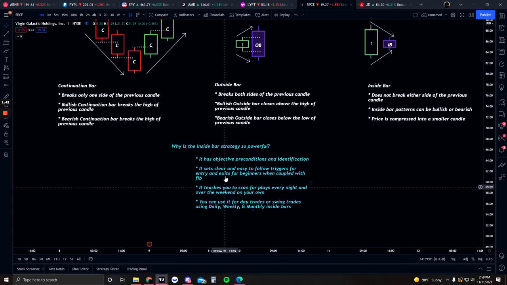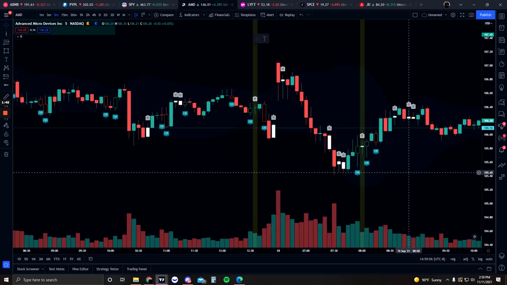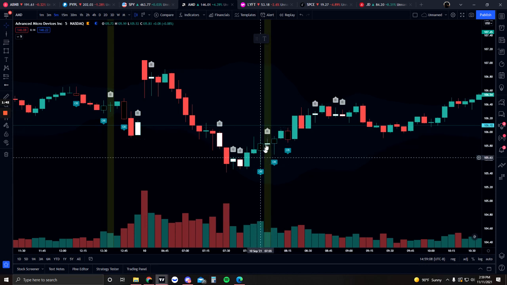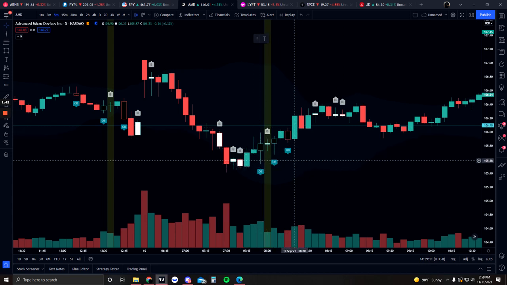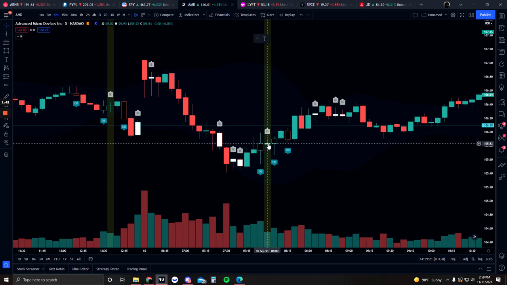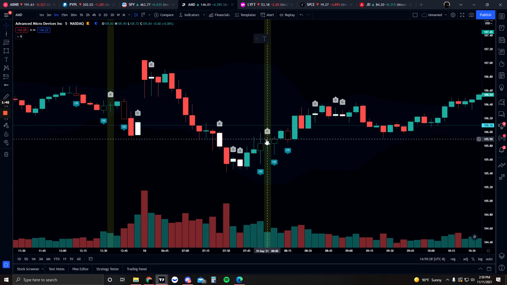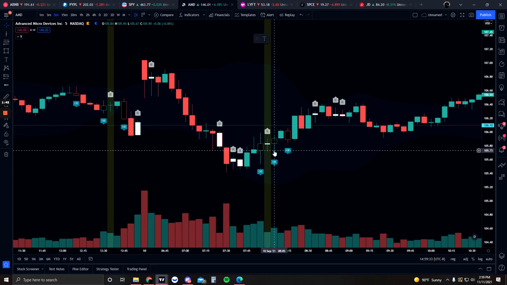Why are inside bars powerful? It has objective preconditions and identification. There's no asking somebody if this is an inside bar. It's either inside the previous bar or it's not. When you look at the MACD or the RSI, you might be like, it is kind of oversold, or hey, the moving average is kind of doing this. No, an inside bar either is or it isn't. Once you find the inside bar, you have a high and a low. That's final. There's no second high or second low. You take the top of the candle, and that includes the wick, the top of it. That's the high of the day. That's the low. And then you're going to play whatever side breaks.